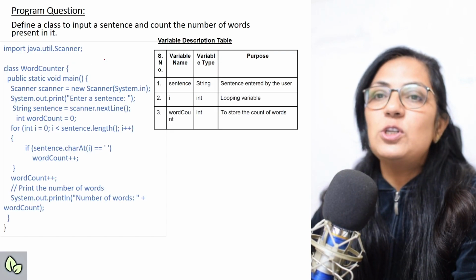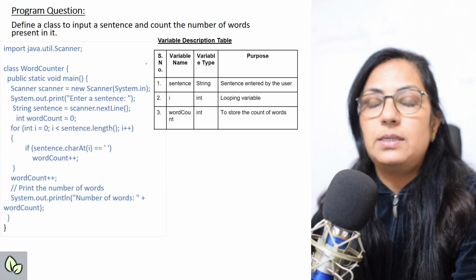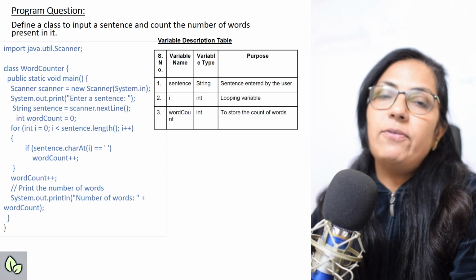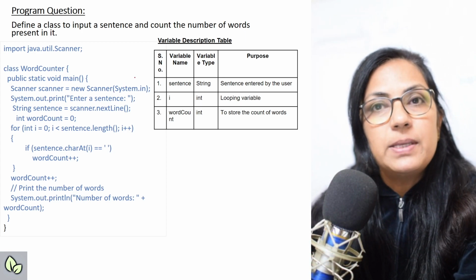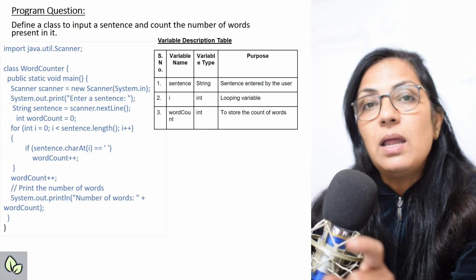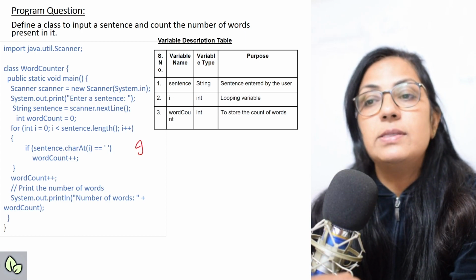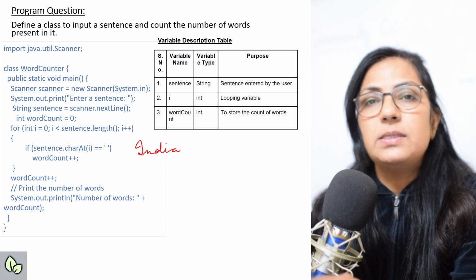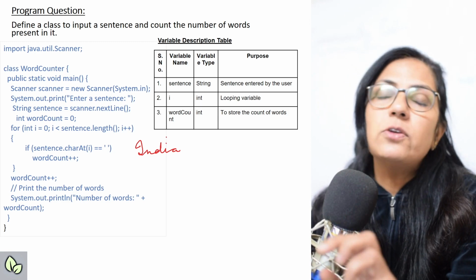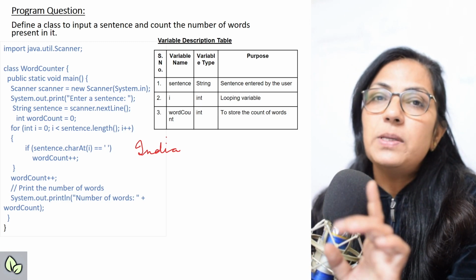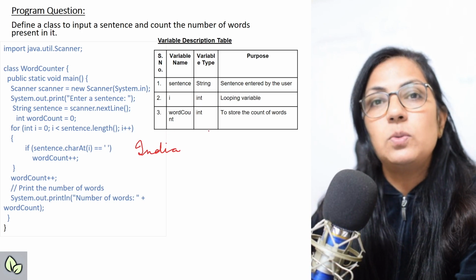Now the program question, define a class to input a sentence and count the number of words present in it. Children, always whenever we count the number of words, first we have to count the number of spaces. हमेशा total number of spaces plus 1 is the number of words in the given sentence. अगर हम 2 spaces दे रहे हैं, then that doesn't make any sense. In computer also when you do typing, अगर 2 space देते हो, it shows you error. Always there should be only 1 space between 2 words.